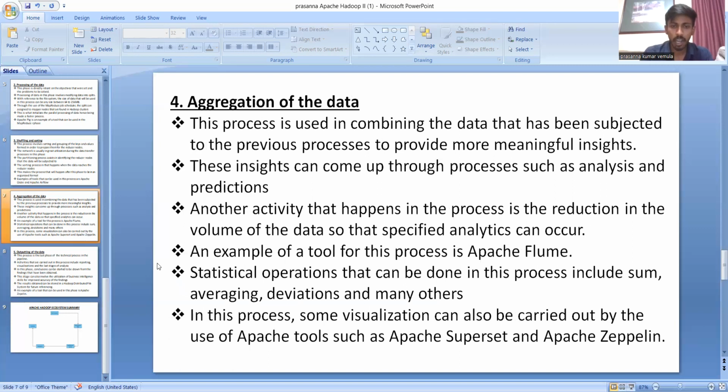Aggregation of data. Our final technical phase focuses on data aggregation. Insights obtained from previous stages are combined to produce more meaningful results. Data volume reduction enhances the efficiency of specific analytics. Apache Flume assists in this reduction process. Additionally, statistical operations are performed, such as sum, averaging, and deviations. Visualization tools like Apache Superset and Apache Zeppelin provide interactive representations of the data, aiding in the comprehension of the insights.